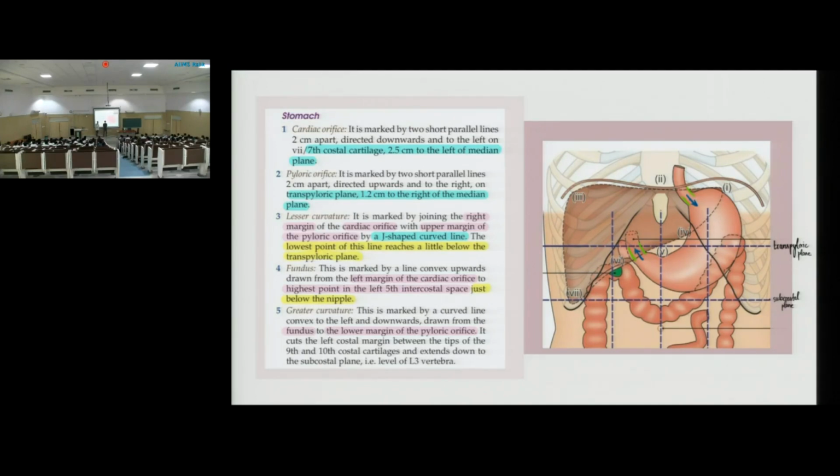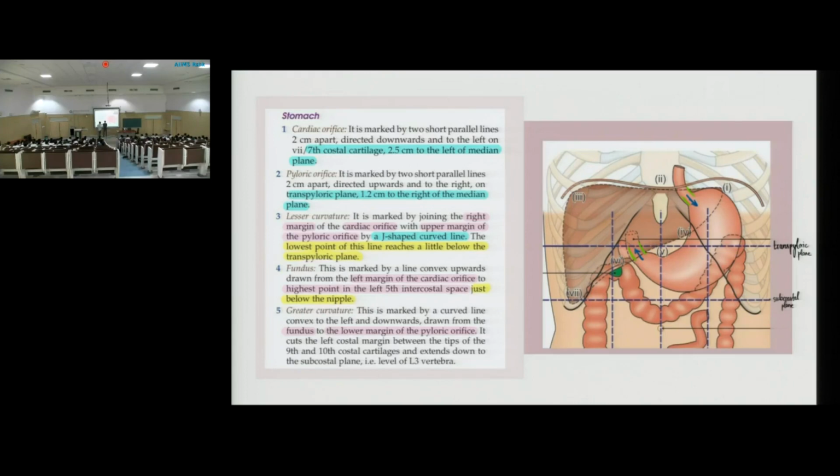The second one will be the pyloric orifice, which will lie in the transpyloric line. So where is the transpyloric line? It is between the xiphisternal joint and the umbilicus. It roughly passes through the midpoint of these two. Then we'll go 1.2 centimeters to the right of the transpyloric line and draw 2 more parallel lines, directed upward and outward, because that represents the outlet orifice of the stomach. So we get 2 points.